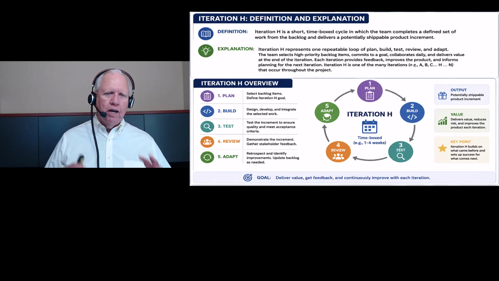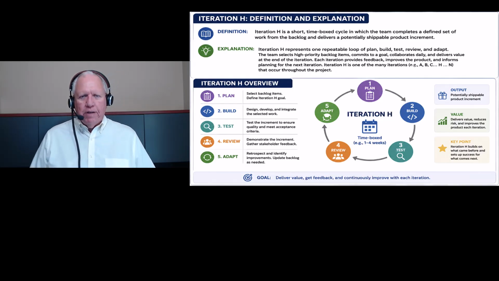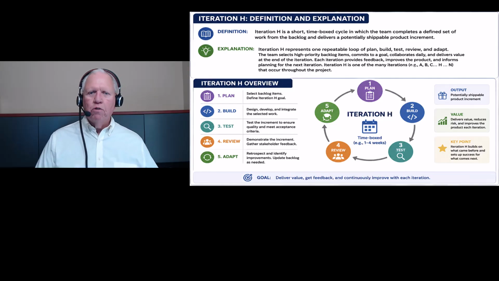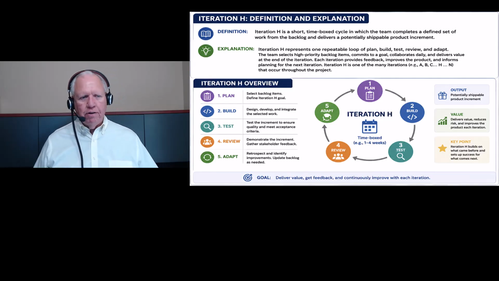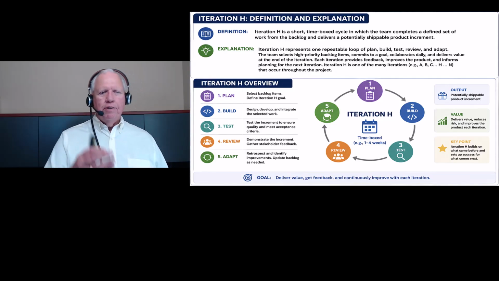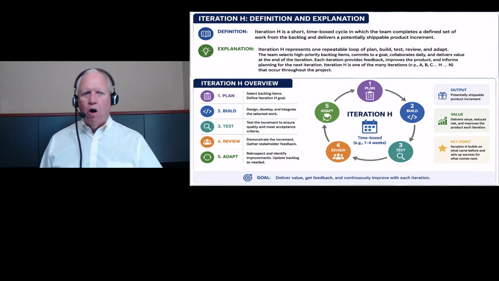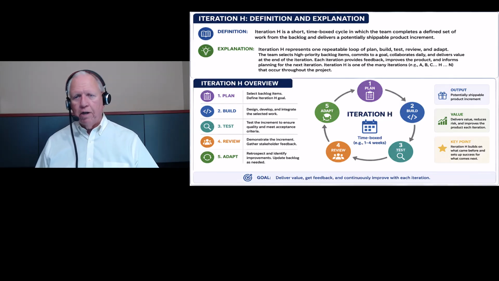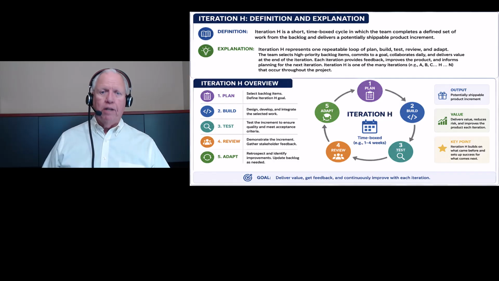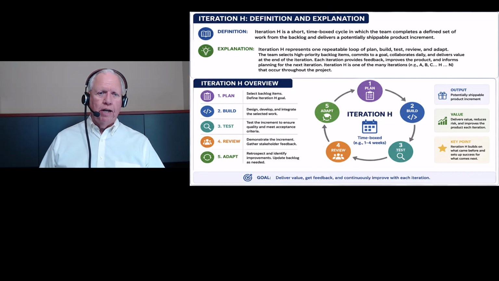To make it really understandable here, they are fixing stuff that has been broke on that project. So they're fixing it so that it can be shipped. The Iteration H overview is plan, build, test, review, adapt, but all they're working on is no new work. They're working to get everything working that was part of the project already.